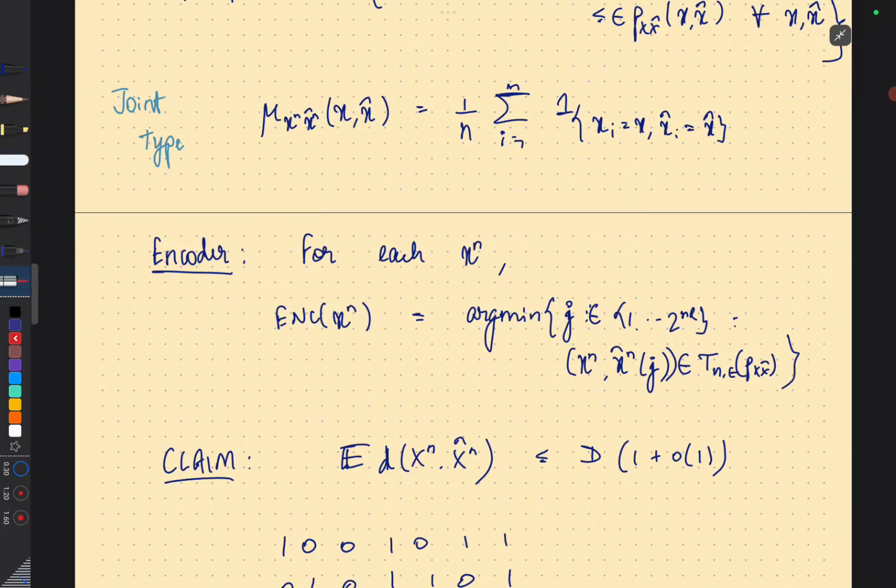And the encoder does the following. If there is one sequence in the code book for which x^n is jointly typical with that particular sequence, then it outputs that sequence. In particular, it's going to choose the first sequence in the code book which is jointly typical with this particular source sequence. If there is no such sequence, then it just picks some random sequence. We don't care.